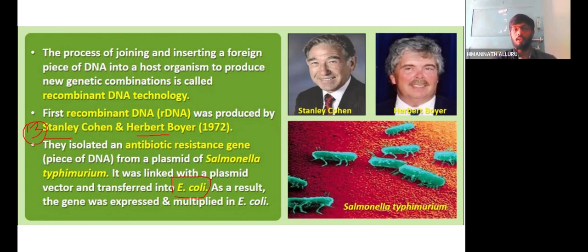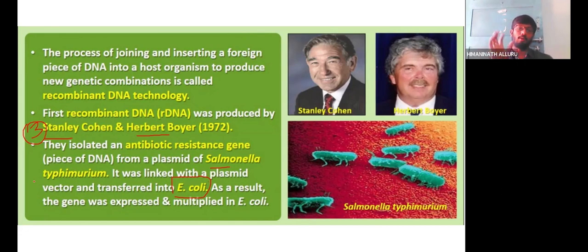Next, we need to say the relative of E. coli, Salmonella typhimurium, which has resistance to the antibiotic. First, E. coli does not have this resistance. Second point, Salmonella typhimurium, which is more or less related, has resistance to the antibiotic. Now, from Salmonella typhimurium, we are going to take the gene responsible for antibiotic resistance and transfer it into E. coli using a vector, so that E. coli will also become antibiotic resistant.